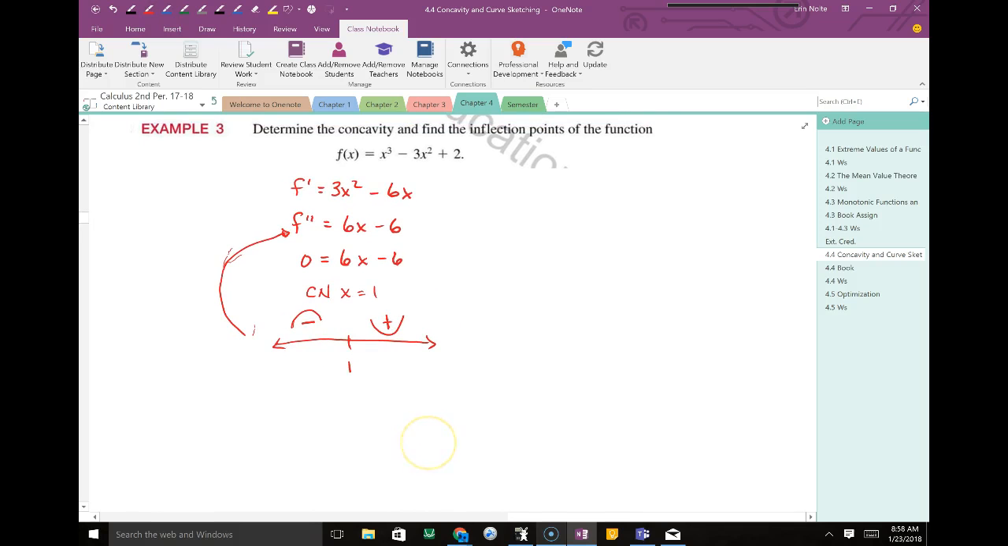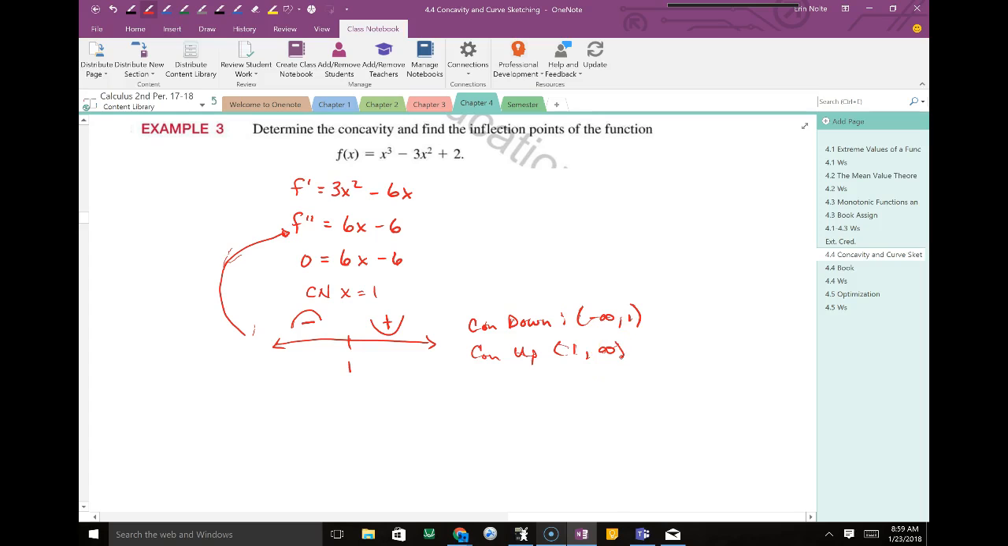So tell me about the concavity of this particular function. So we have a concave down. Why are you plugging it into the second derivative? Because I'm using the second derivative to find concavity. If I'm talking about concavity, I need to use the second derivative. So concave down from negative infinity to 1, and then concave up from 1 to infinity.